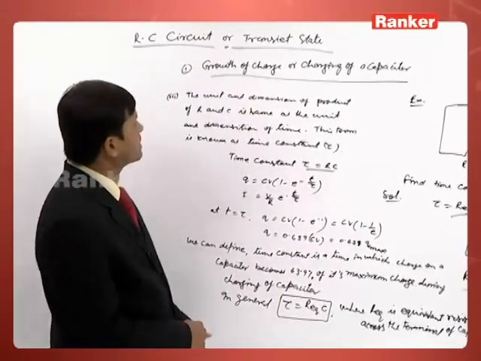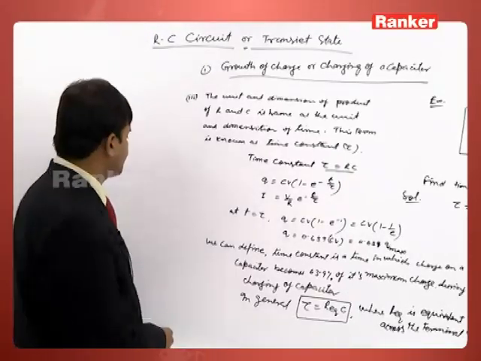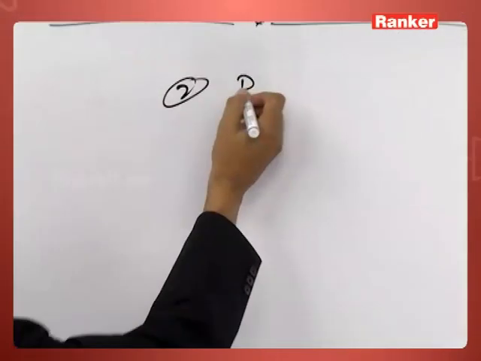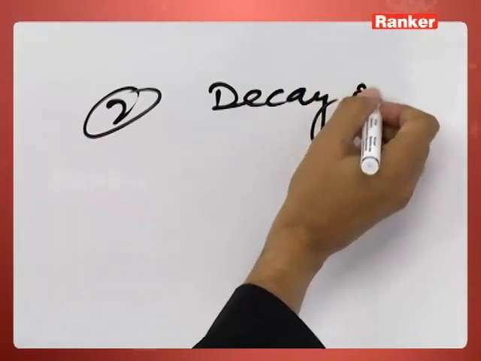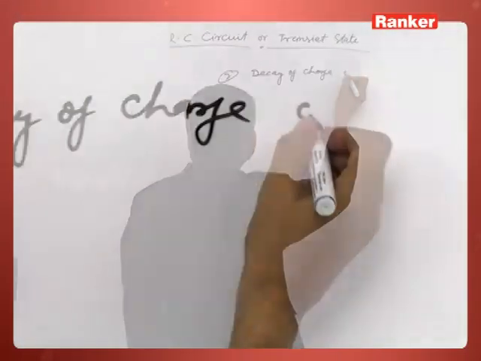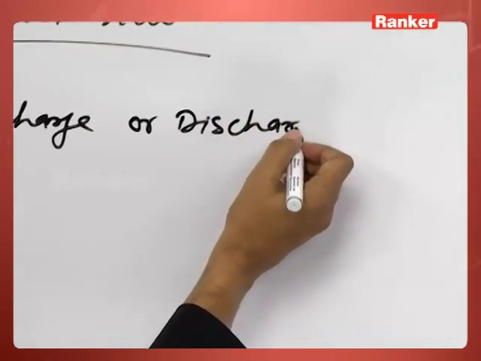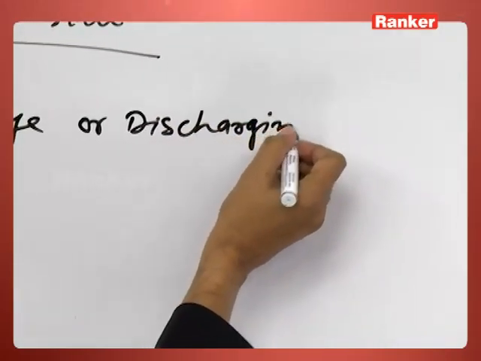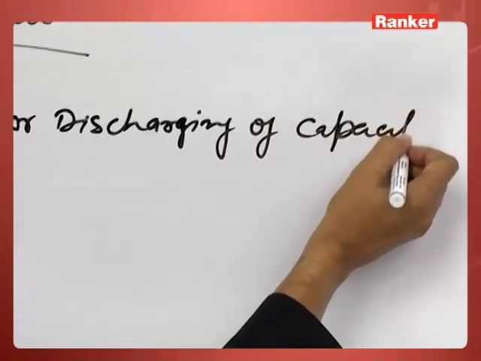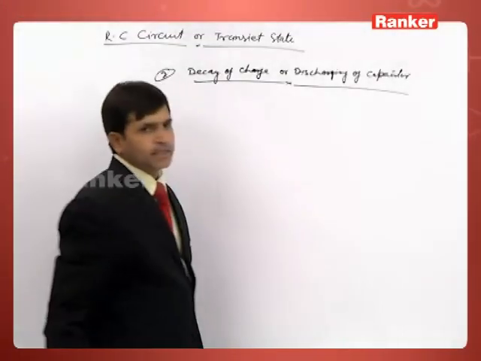Now come to another point, decay of charge, or discharging of a capacitor. Decay of charge, or we can say discharging of a capacitor. So we have a capacitor which is already charged.